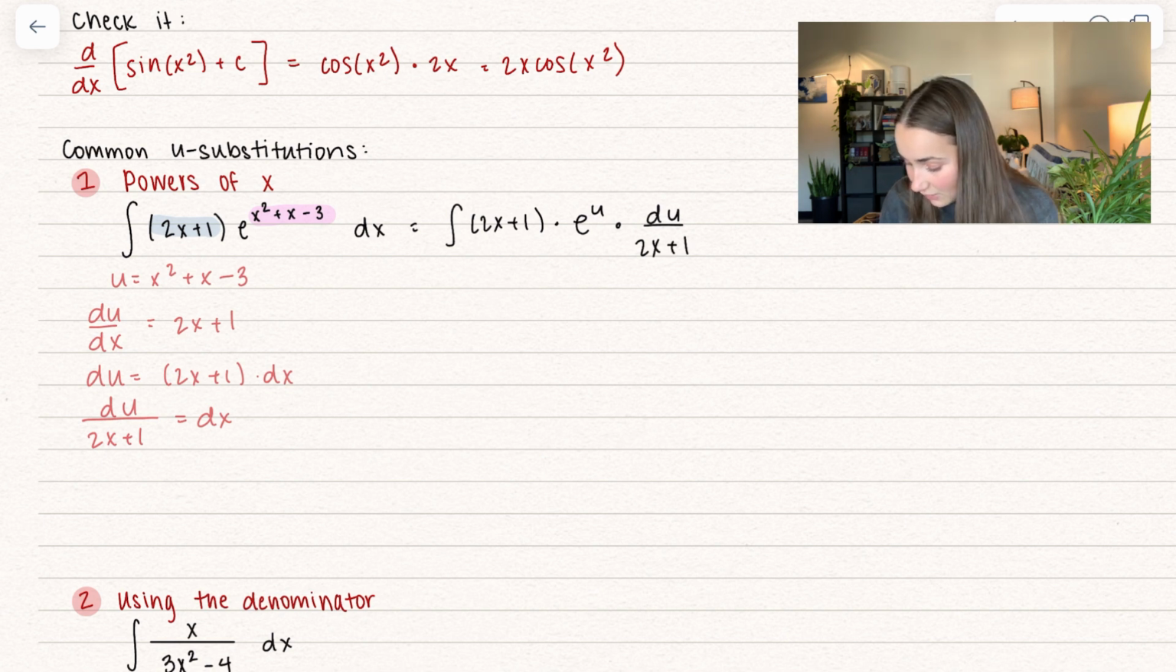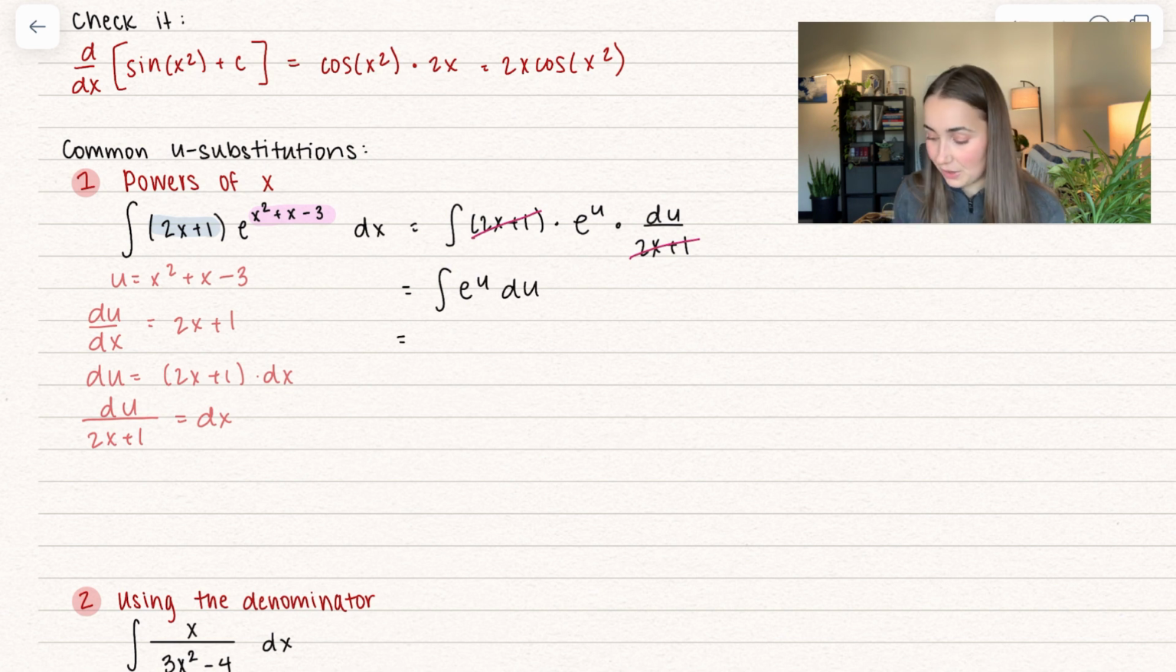So like I said, the purpose of doing this is we want things to cancel out. If things are not canceling out, we might want to switch what we set our u equal to, and that's totally okay. Trial and error is a great way to find what our u is going to be. But now we can take the antiderivative of e to the power of u. I don't have any x's here, so we are good to go. So we get e to the u plus c. And our last step is to replace in what u was originally equal to: x squared plus x minus 3.